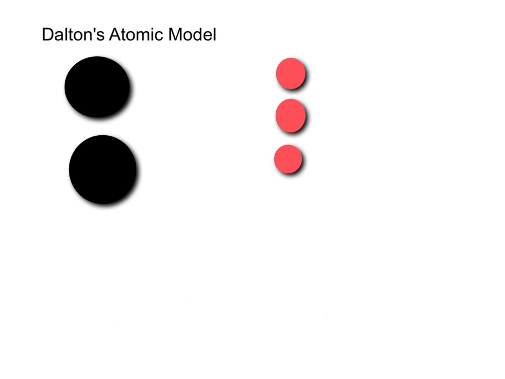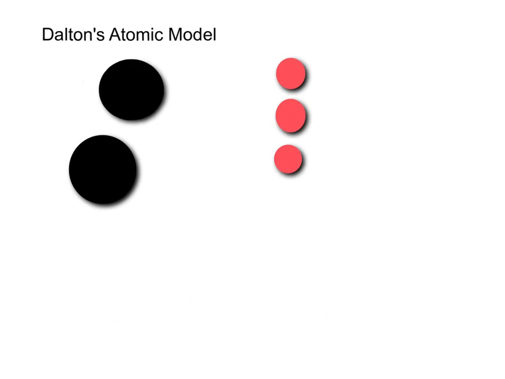So along with his theory, then Dalton started to imagine what an atom might look like, and he came up with what we call the solid sphere model of the atom. So he believed that the elements were each made of these little particles that were indestructible, little indivisible solid spheres, kind of like tiny indestructible marbles.